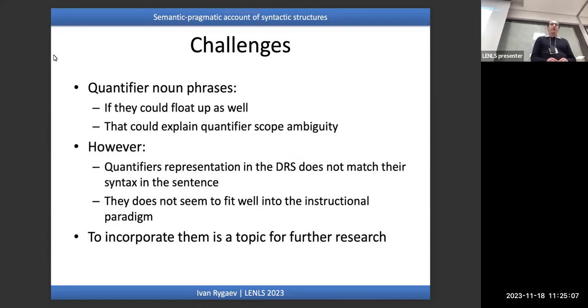The other challenge is the quantifier scope. It would be nice if they often would fall out of the main theories that would explain these types of ambiguity, right? But quantifier representation in these theories is different and doesn't match well the syntax of the sentence, and they also seem not to fit well into the instructional paradigm. What kind of instruction they correspond to? I have some ideas how this should be approached, but it's too early to present. It's a topic for research.